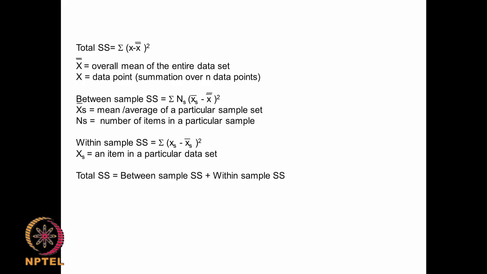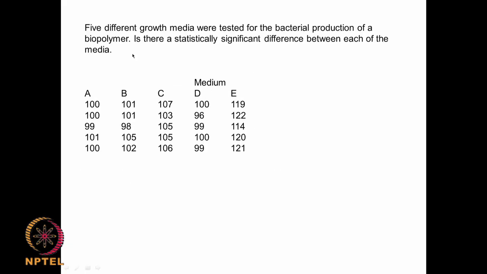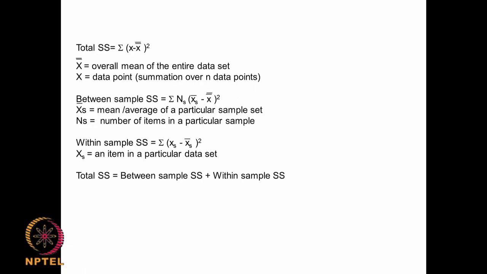The total sum of squares is the sum over each of these data points. In this particular example we have 5 and we have 5, so 5 into 5. Each data point minus x double bar, the overall average, which I will call the global average. X double bar is the overall mean, that means you add up all the 25 data points, divide by 25, you will get the overall average. So, this is called the total sum of squares.